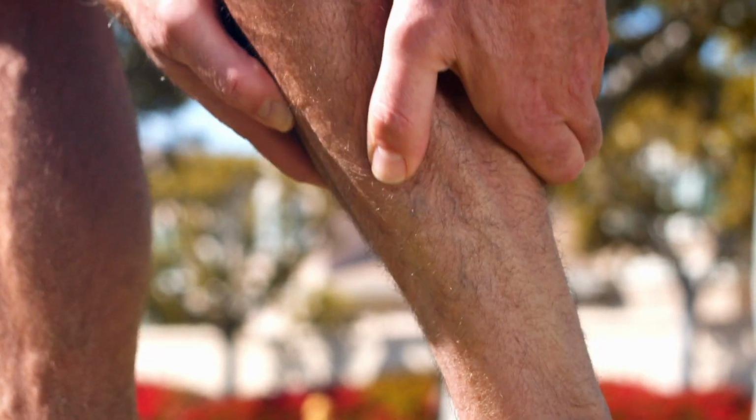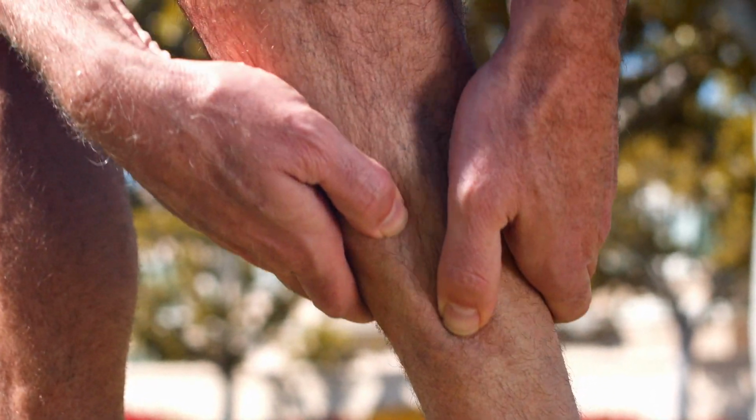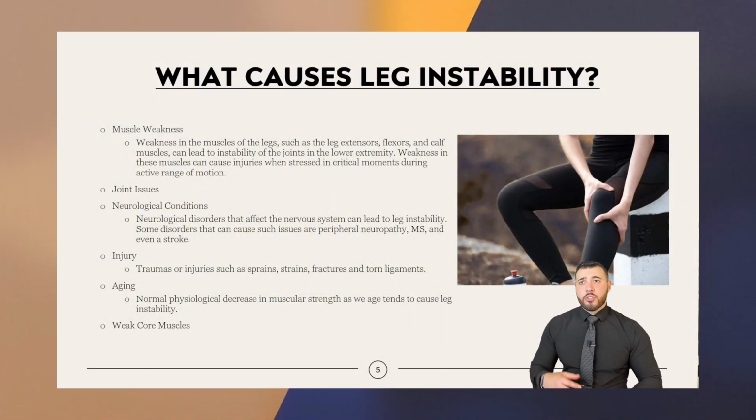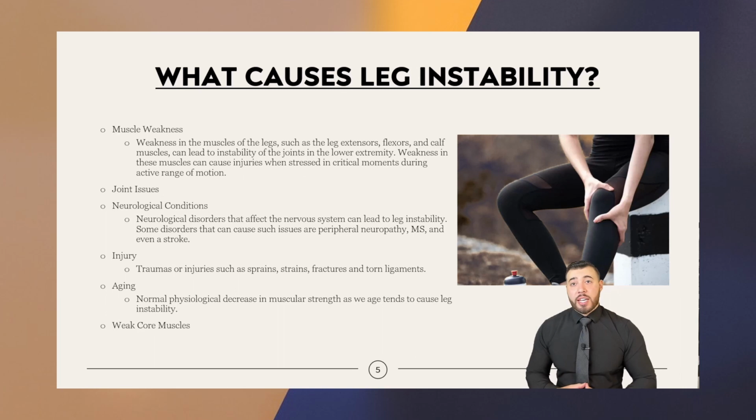Now, there are general joint issues. These could be from osteoarthritis, different deteriorating factors, as well as age-related factors. There are also neurological conditions. Neurological disorders that affect the nervous system can lead to leg instability. Some disorders that can cause such issues are peripheral neuropathy, commonly found in diabetes, MS, and even a stroke.